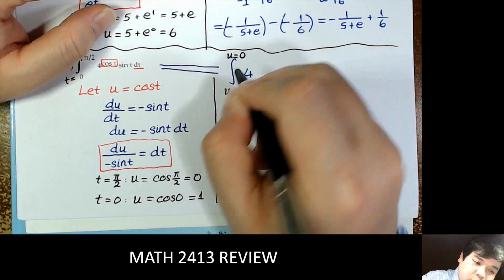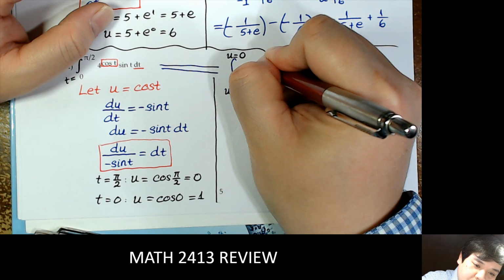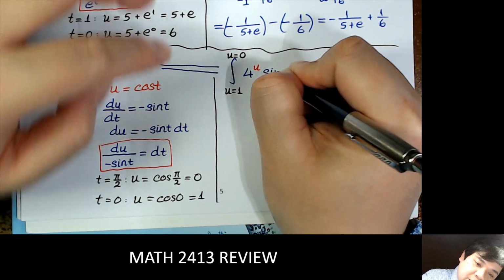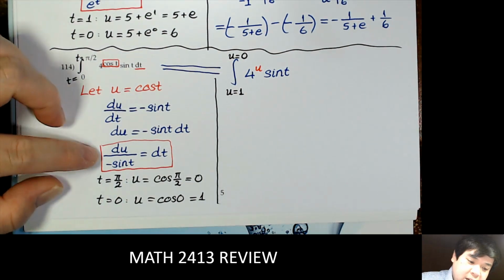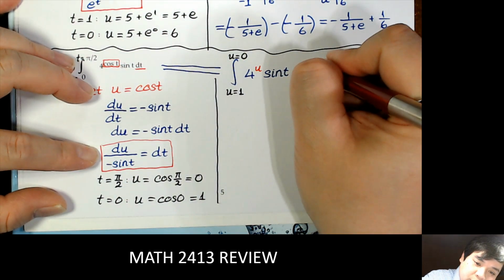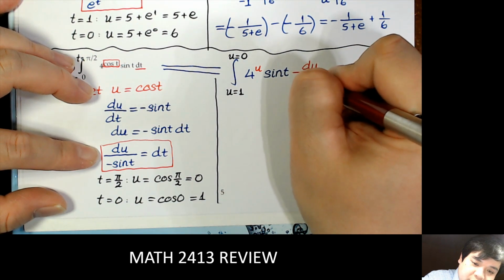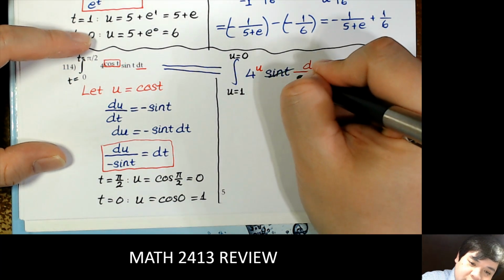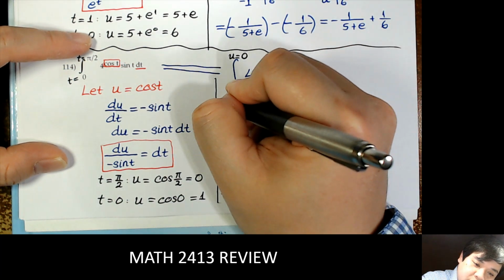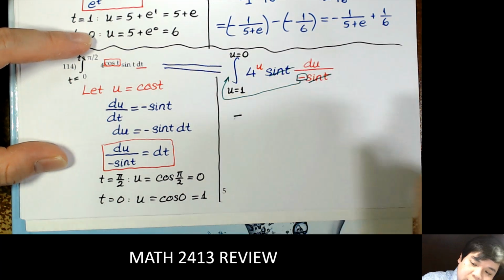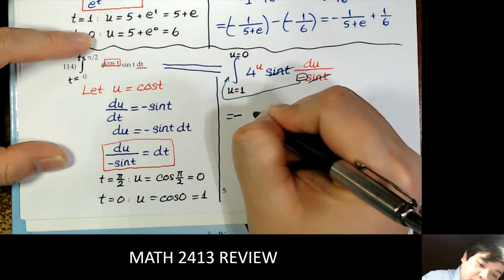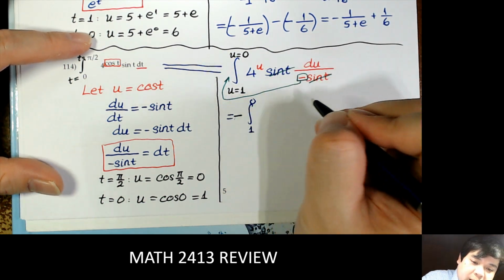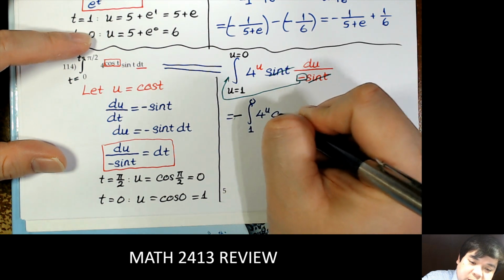We have 4 to the power of u, sine t stays there. dt is du over negative sine t. Cancel out the sine t. The negative here, we'll take it outside. And then we just have 4 to the u du.